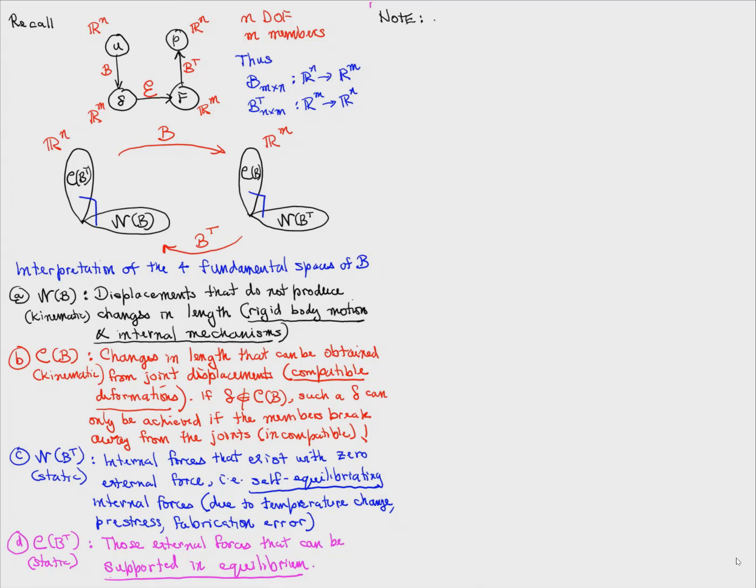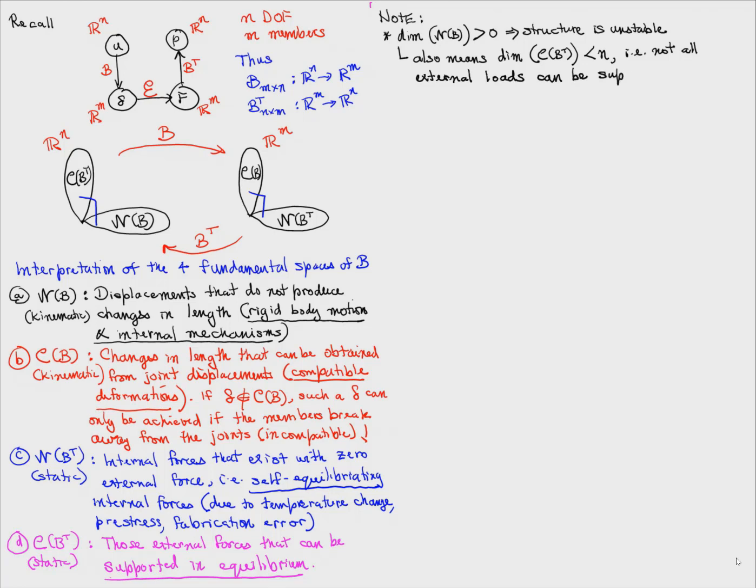So let's make some notes here. Suppose the dimension of the null space of B is greater than 0. That means there are possible rigid body displacements and possible internal mechanisms. That means the structure is unstable. But if the dimension of the null space of B is greater than 0, that means the dimension of the column space of B transposed has to be less than n, because the sum of the two dimensions must be equal to n. And this means not all external loads can be supported. So if the structure is unstable, not all external loads can be supported.